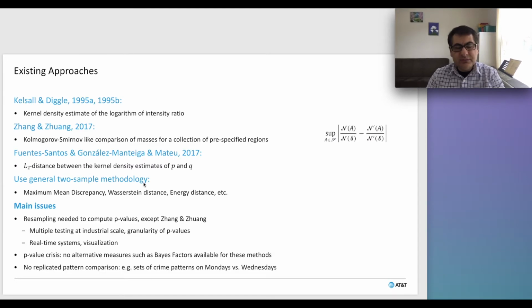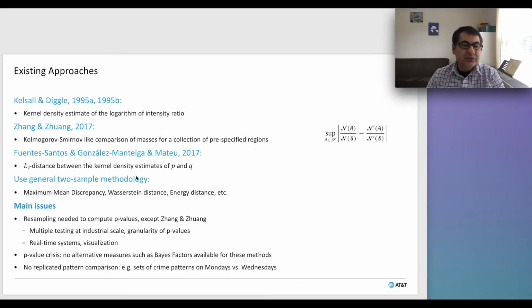Existing approaches to spatial pattern testing, let me list some of them. There are many more approaches. For example, if you look at classical work of Diggle and his collaborators, you'll see that they estimate the logarithm of the intensity ratio, and they come up with a bootstrap or resampling method in order to test the null hypothesis. There's been more interest recently. For example, Zhang and Zhuang, in a very recent paper, introduced a Kolmogorov-Smirnov-like comparison. And then Fuentes-Santos et al. take the kernel density estimates of P and Q and compute the L2 distance between them, and then use it as a test statistic.